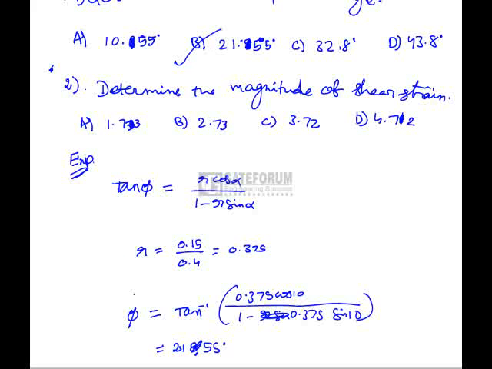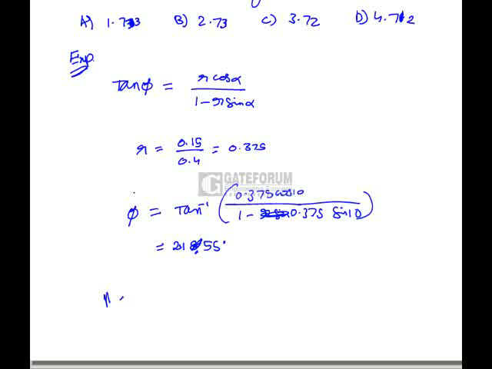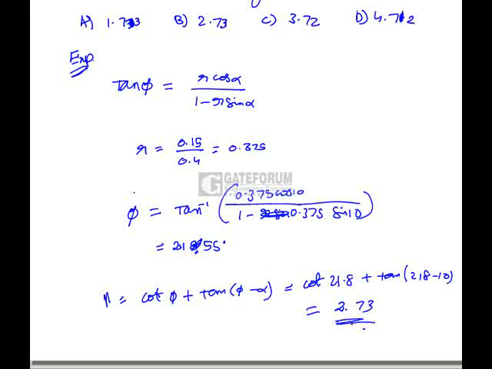And coming to the second question, here we have to determine the magnitude of shear strain. From the formula we can find out the shear strain, gamma, which is equal to cot phi plus tan of phi minus alpha, where gamma represents shear strain. Here cot 21.55 plus tan of 21.55 minus 10 gives a value of 2.73. So in the options, the right option is B. B is the right answer.